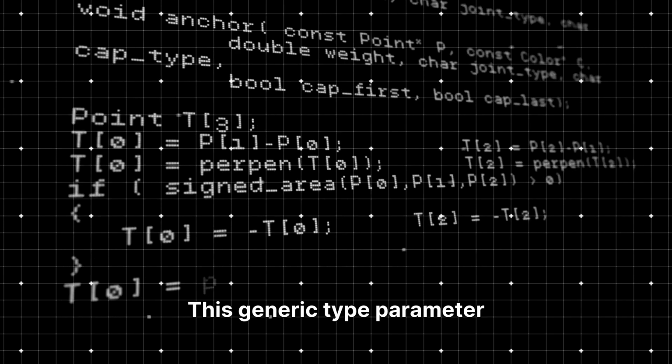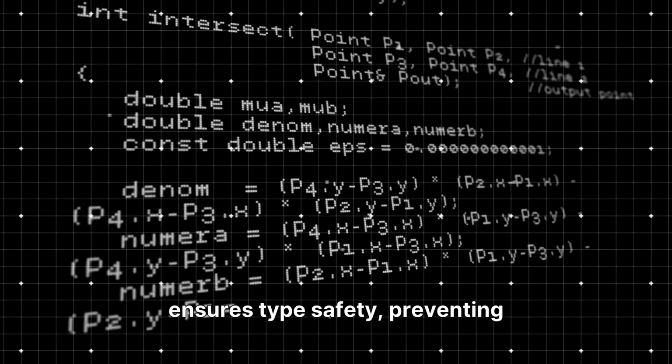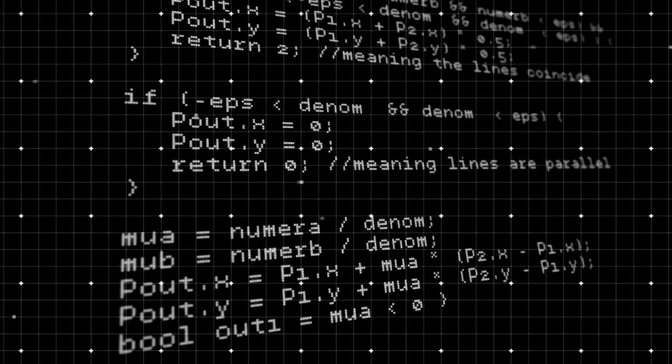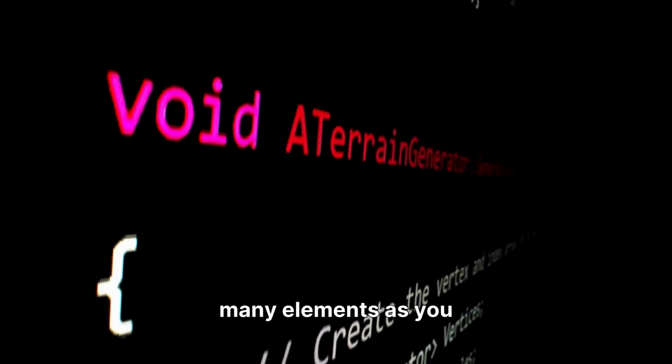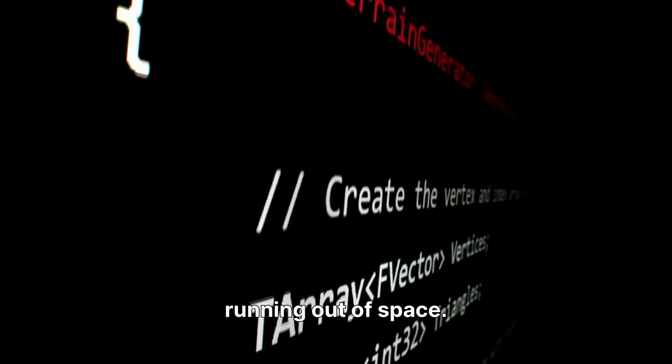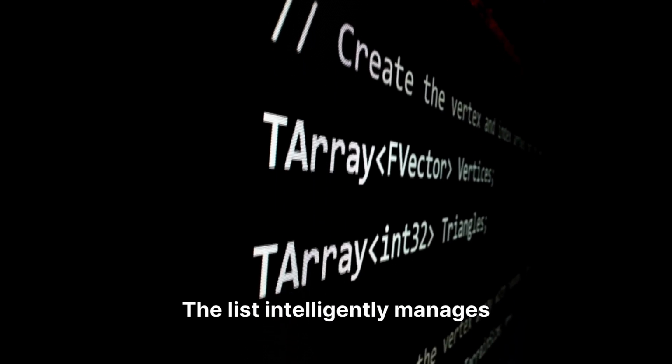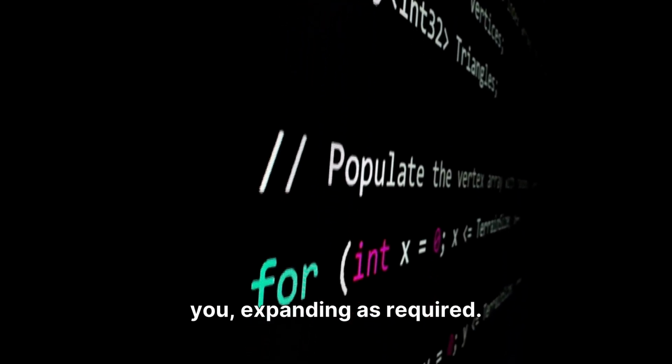This generic type parameter ensures type safety, preventing incorrect data types from being added. Adding elements to a List<T> is done using the Add method, appending them to the end of the list. This operation is typically very fast and efficient. You can add as many elements as you need without worrying about running out of space. The list intelligently manages its internal capacity for you, expanding as required.